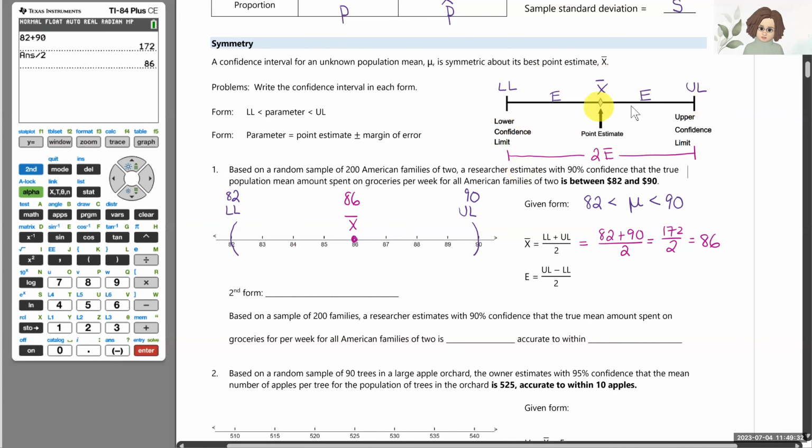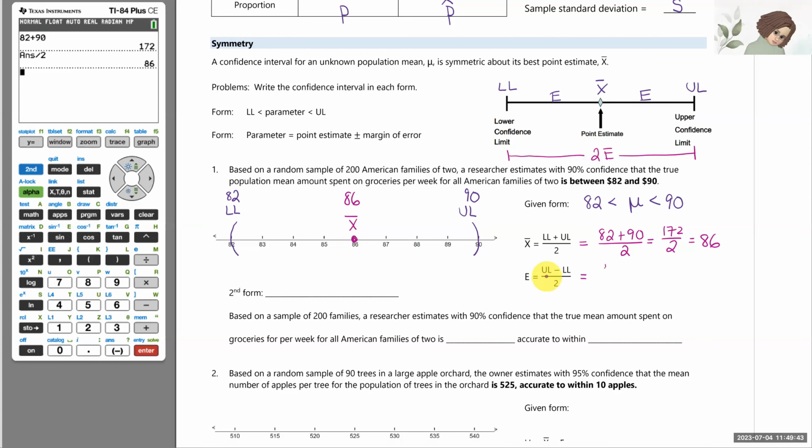So if we knew how long the interval was, it's called the width of the interval. If I divide it by 2, I'll get my margin of error. So this formula will say, we'll take the upper limit minus the lower limit. That's the width of the interval. And divide that by 2 to get our margin of error. All right, so that will be 8 divided by 2. We have a margin of error of 4.